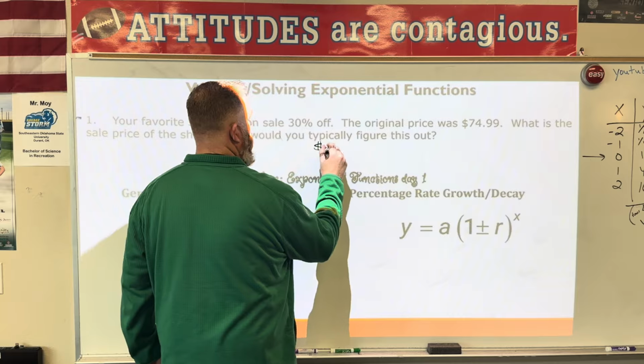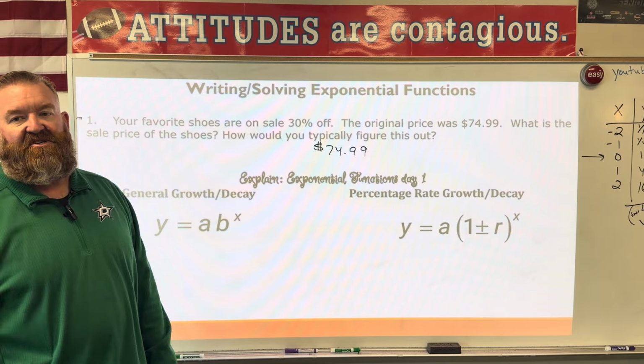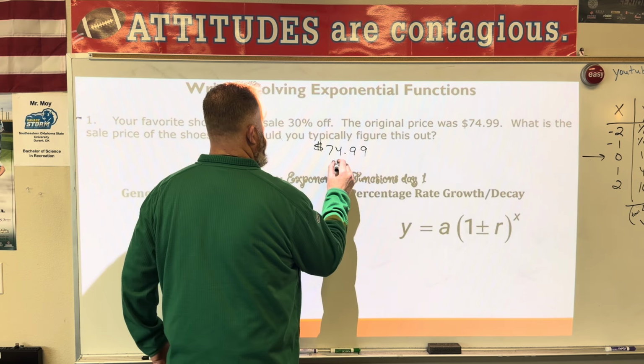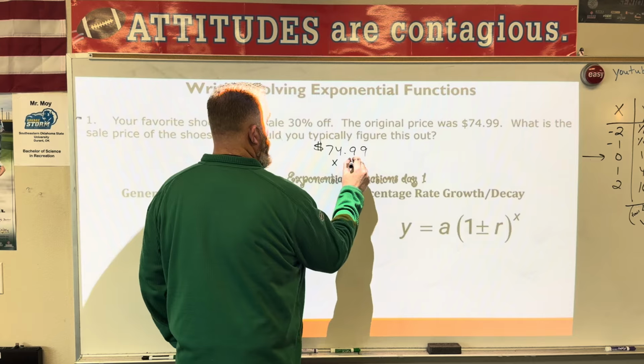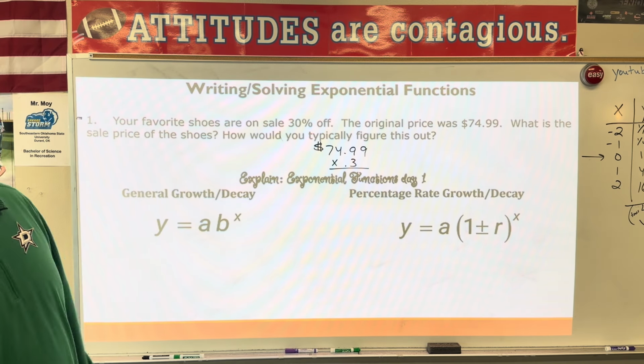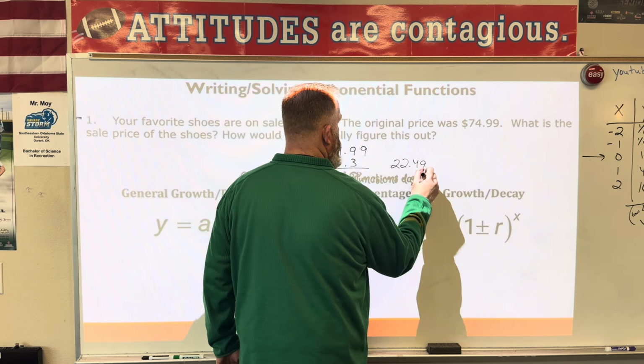$74.99. What percentage off is this? 30%. What is 30% as a decimal? So do this: times 0.3. Tell me what you get. Now what? 22.49. You guys with me on that?